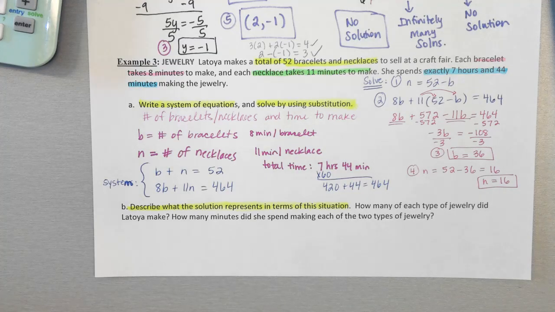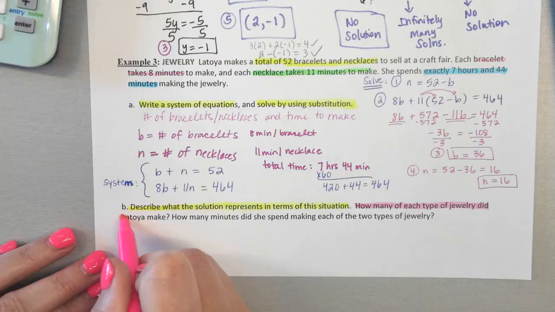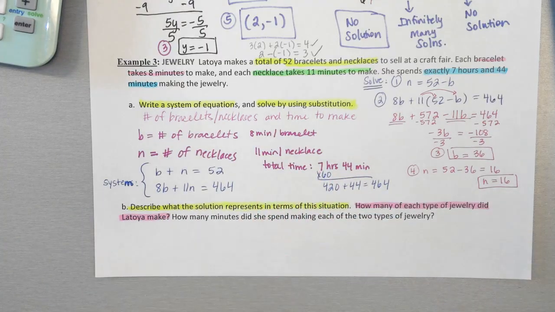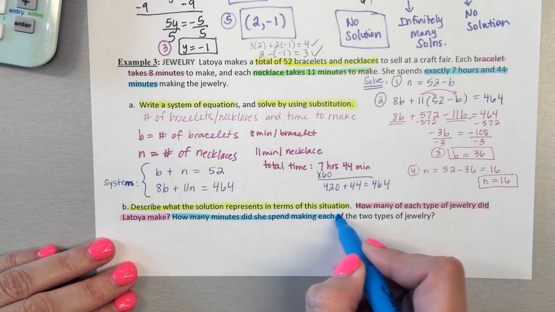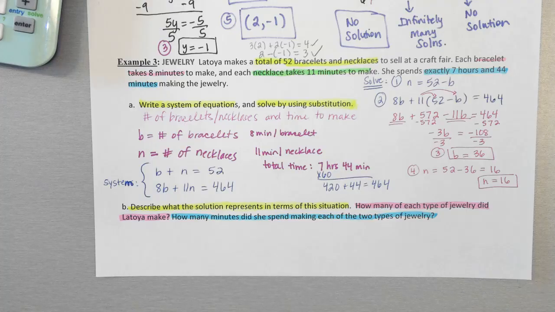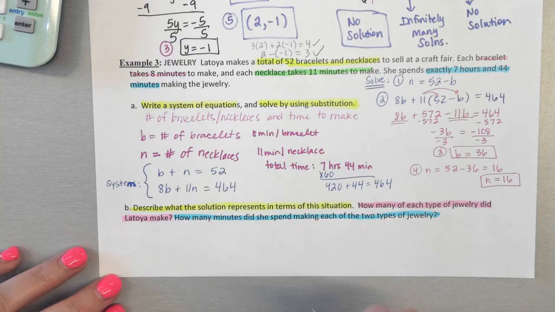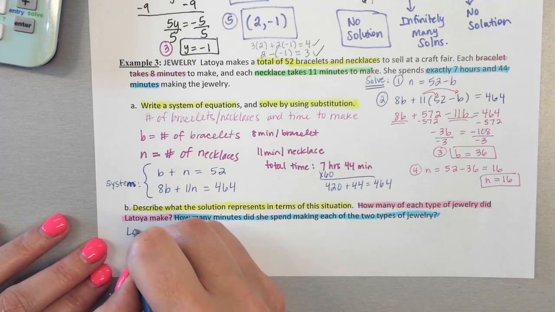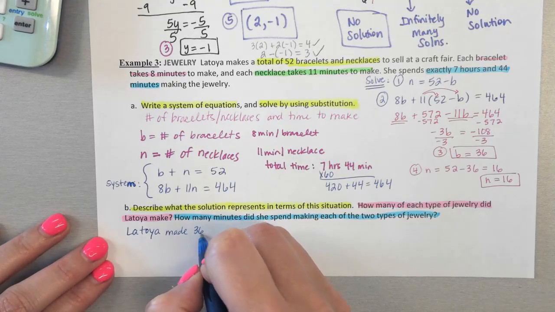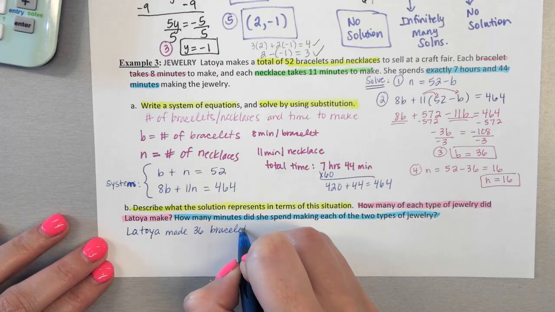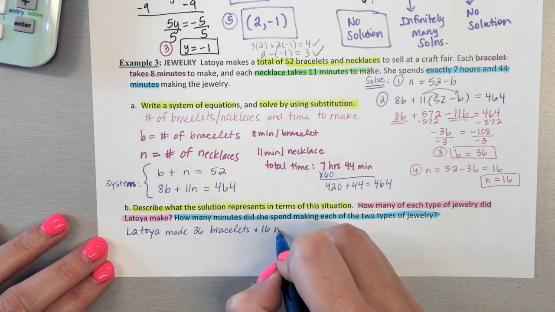So we got this. How many of each type of jewelry did LaToya make? These questions are helpful because now as you're writing, you have something that you can incorporate into your explanation. How many of each type did she make? And this also says how many minutes did she spend making it? Right now we already know that she made 36 bracelets and 16 necklaces, so we can start with that. LaToya made 36 bracelets and 16 necklaces.